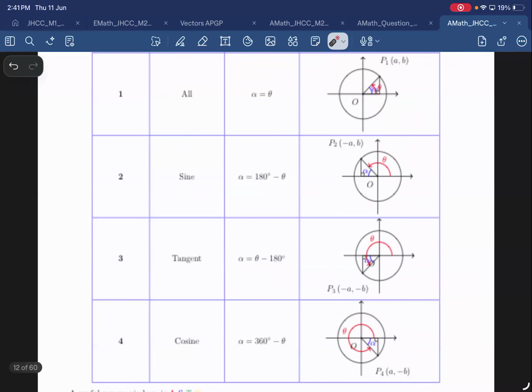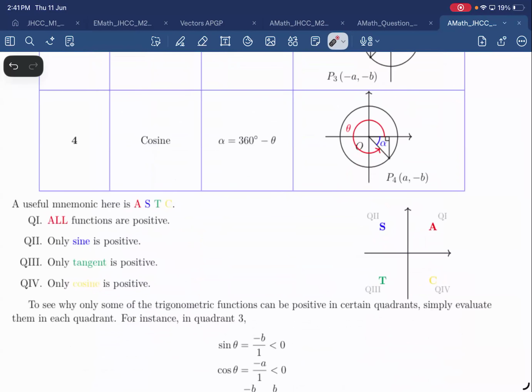Of course there's an ASTC thing, which tells you in which quadrant which trigo function is positive. In the first quadrant everything is positive. The second quadrant only sine, the third quadrant only tangent, and the fourth quadrant only cosine.